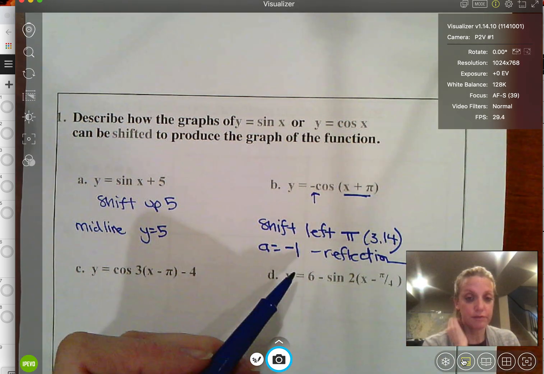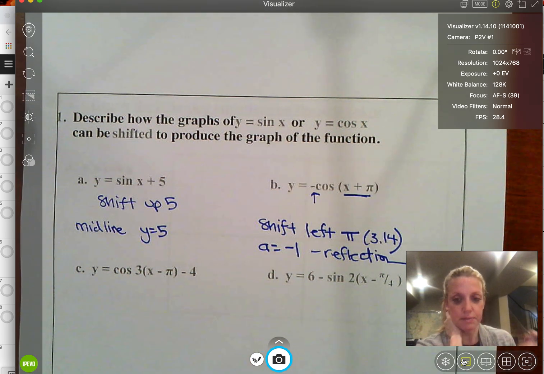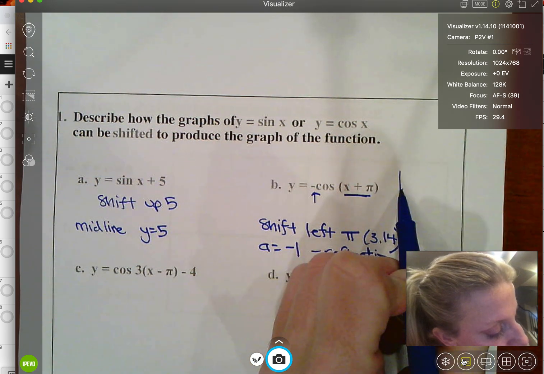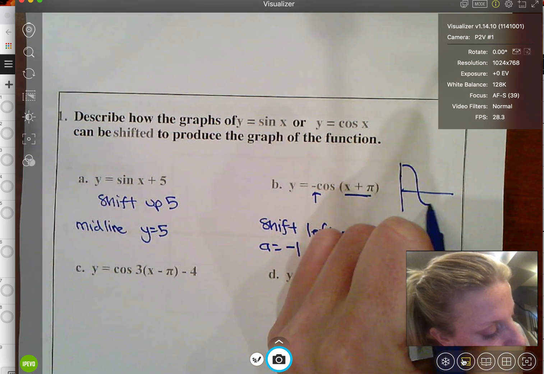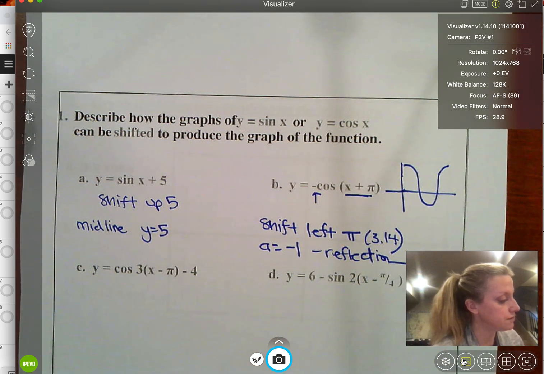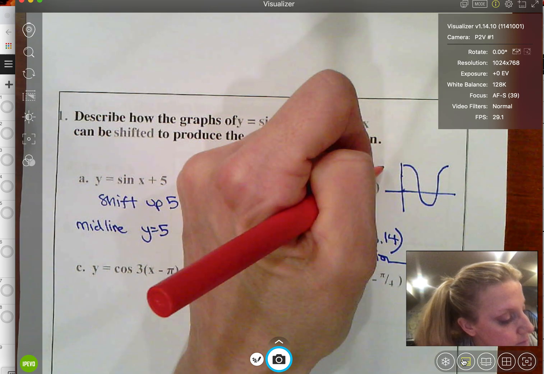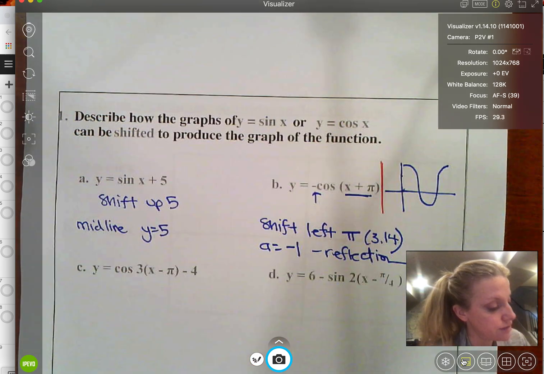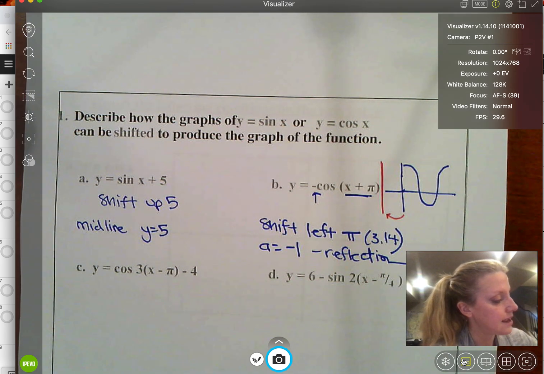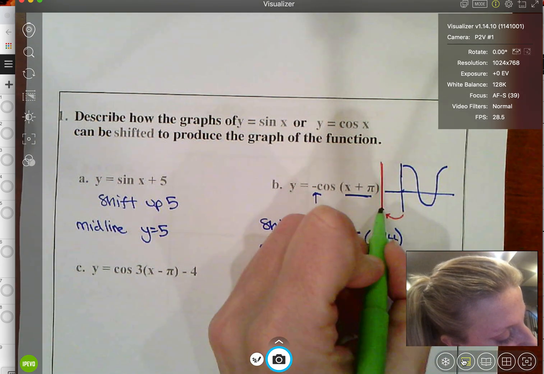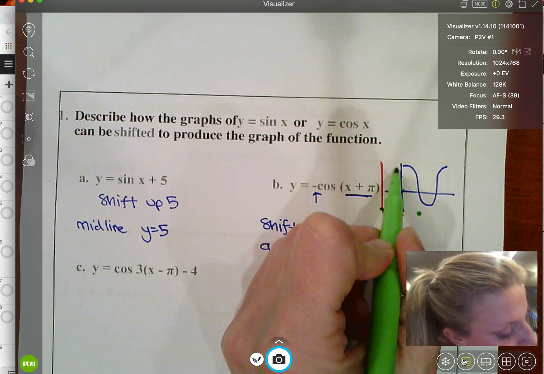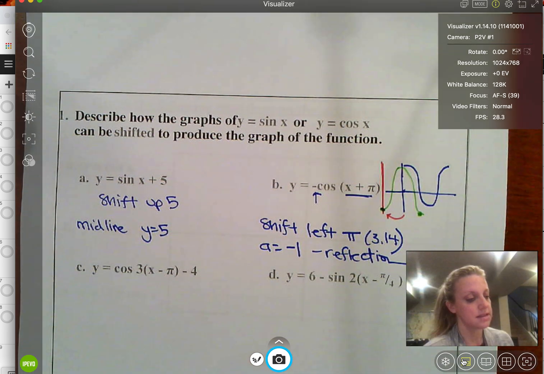But the ceiling and the floor will still be 1 above and 1 below the midline. So if I sketch this, my original cosine graph would look like that. If it's going to shift to the left pi, that means my left wall is going to shift over from here to here. And then a reflection, instead of starting at the ceiling, it's going to start and end at the floor. So it'll look something like that, just flipped over.